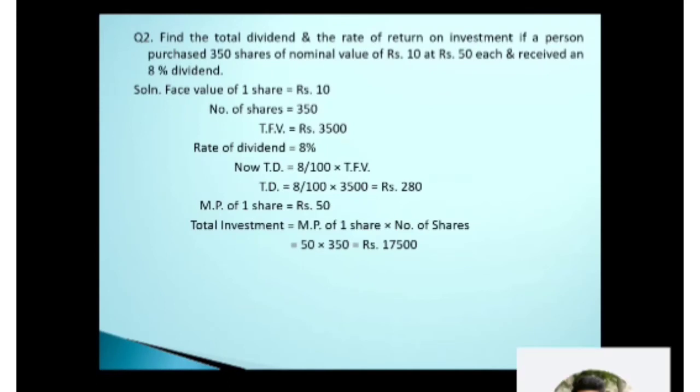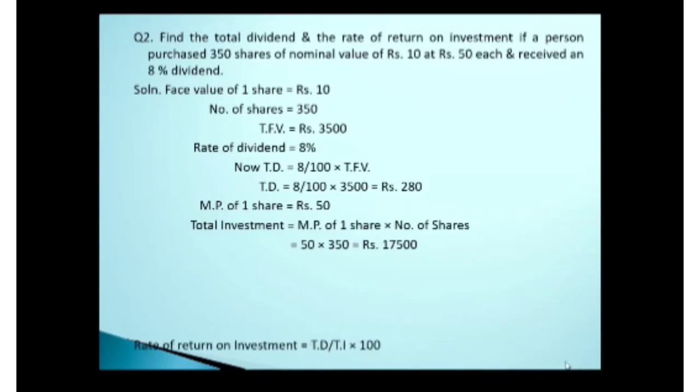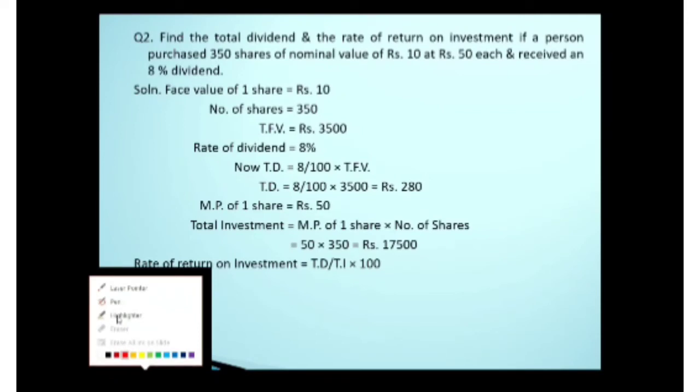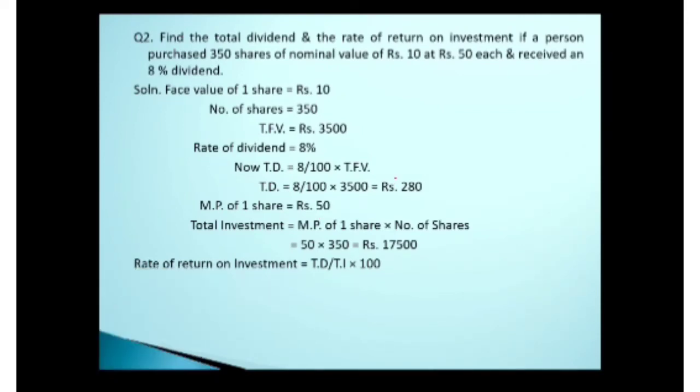So we move ahead, and now we will see the rate of return on investment. That is given to be total dividend divided by total investment into 100. All right, so the total dividend we already got. If you can see, it is coming to be 280. That was the total dividend which we had calculated earlier. And just now we have taken the total investment to be rupees 17,500. So you have to divide and multiply by 100 to get the answer.